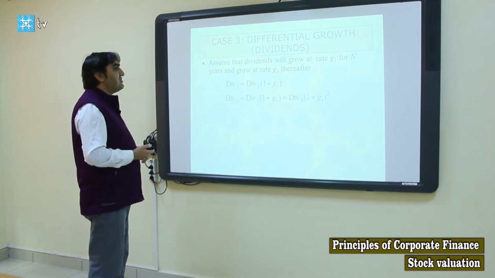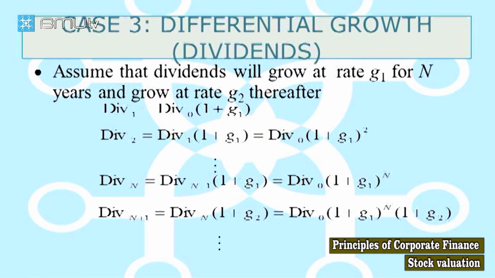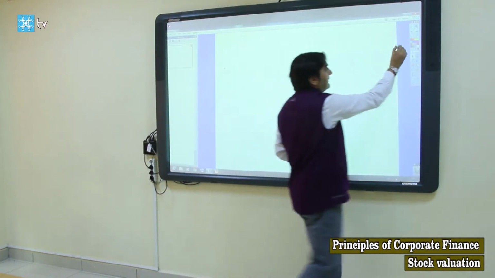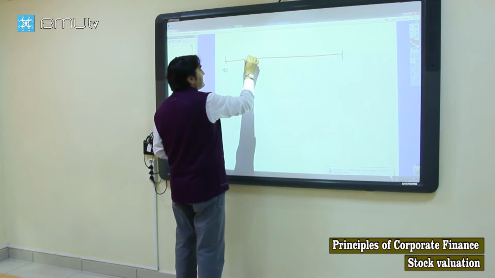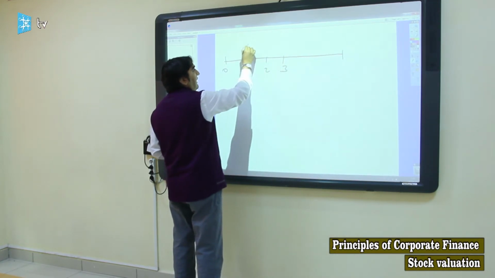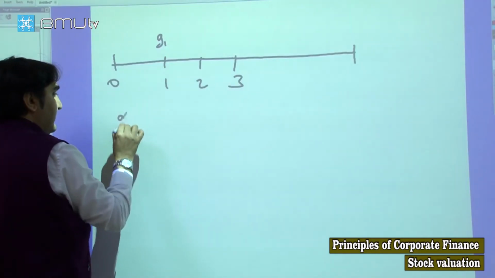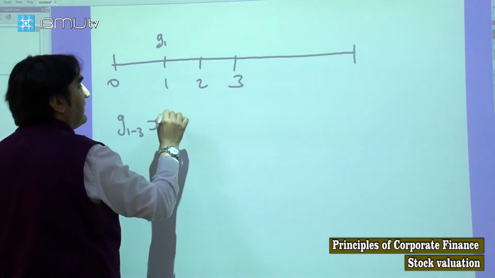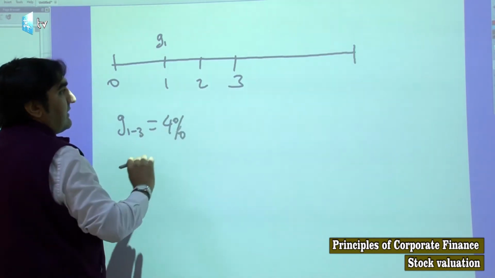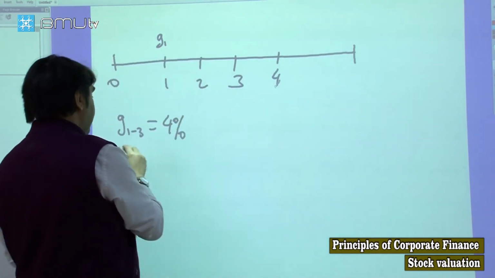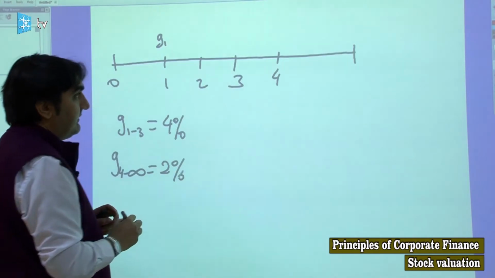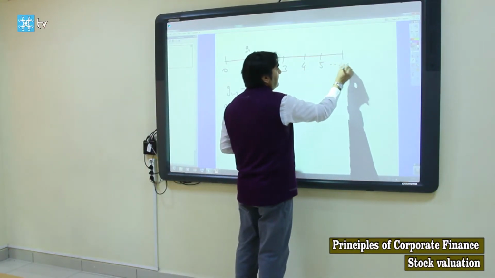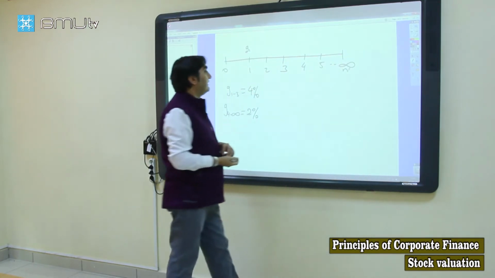Assume that dividends will grow at rate g1 for n years and grow at g2 thereafter. So let me write it. For example, we have a stock whose dividends grow at g1 for the first 3 years. Let's say this is 4%. So starting from the fourth year, it grows at 2% forever, for example. So what's the price of this stock? Or we can put n here, or infinity.